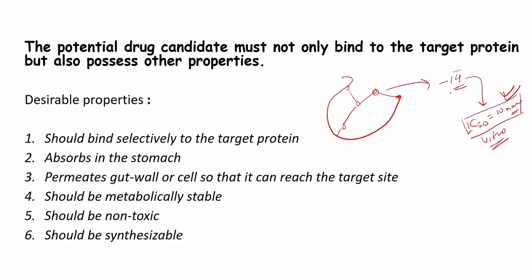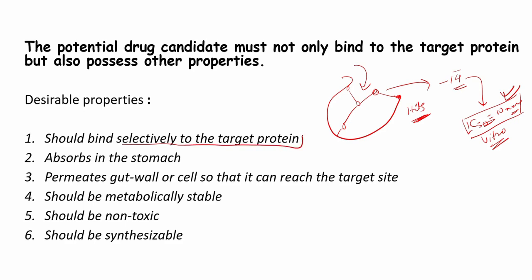Why? Because if it binds to the target molecule but also binds to another enzyme or another protein, it can give side effects. So if you are having off-target binding, then it can lead to side effects, right? So you should be looking for molecules which selectively bind your target protein.